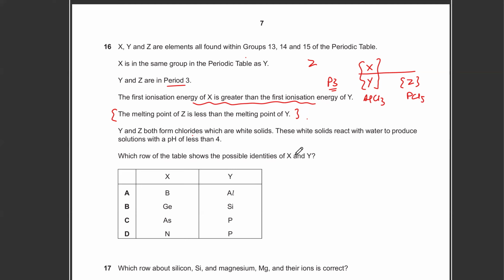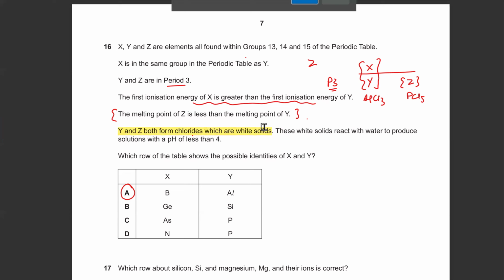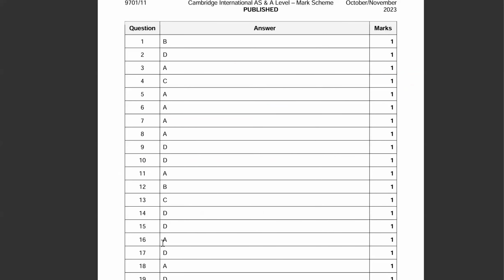Which row in the table shows the possible identities of X and Y? So Y is, yeah, I guess it's going to be A. Is that clear? Yes. So I think the key was this thing. And let's double check the 16A. Yeah, 16 is it.